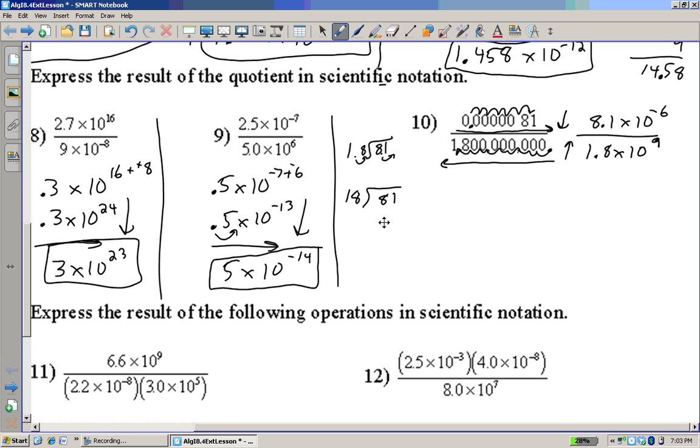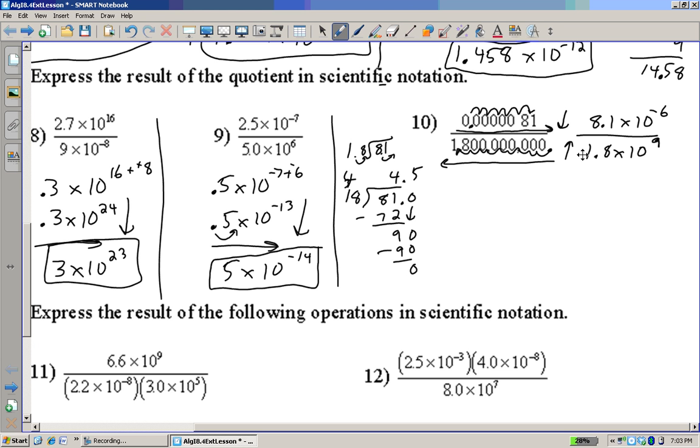18 goes into 81, let's see, 4 times if I remember. So 8 times 4, 32. Could be 7. So we're left with 9. Again, you could do this with the calculator, but sometimes it doesn't hurt the old-fashioned way. 18 into 90, I believe it's 5 times. 5 times 8 is 40. 5 times 5, 1 plus 4, 9. Oh, here it is. 4 and 5/10, excuse me.